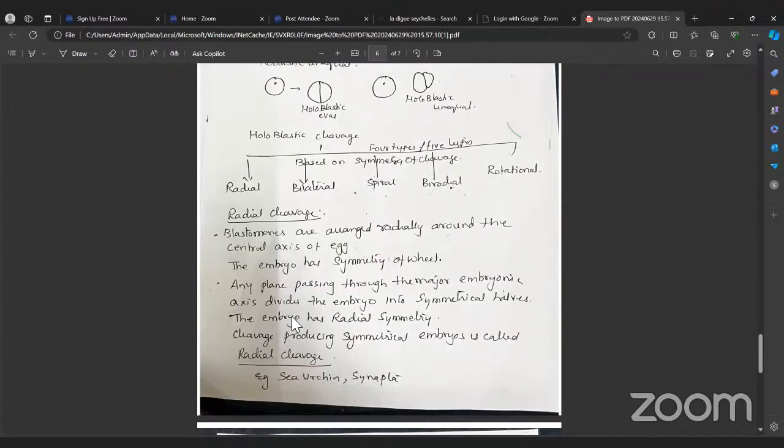Radial cleavage. Now, in this radial cleavage, the blastomeres are arranged radially. Radially, in a sense, what do you mean by radial? Do you remember a wheel?